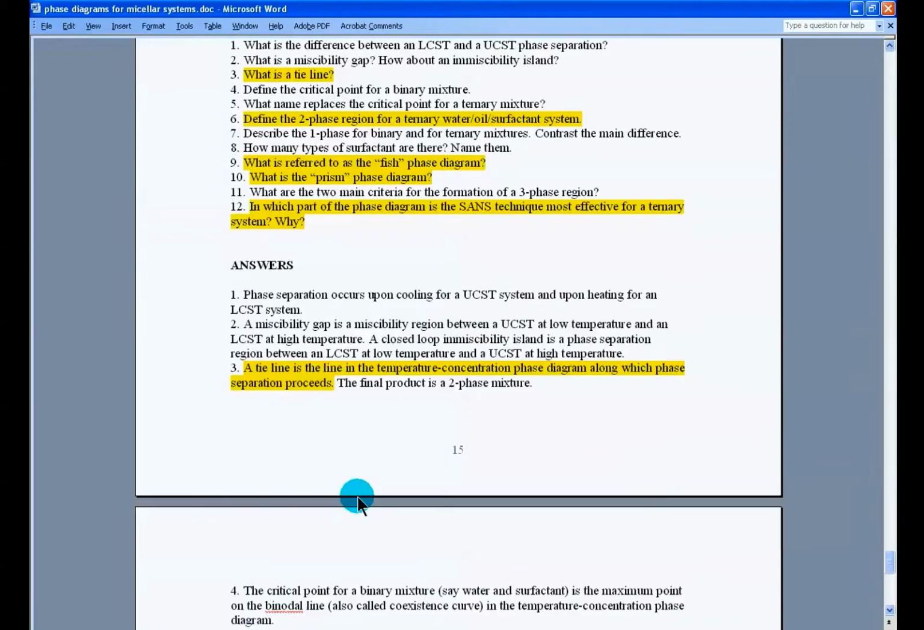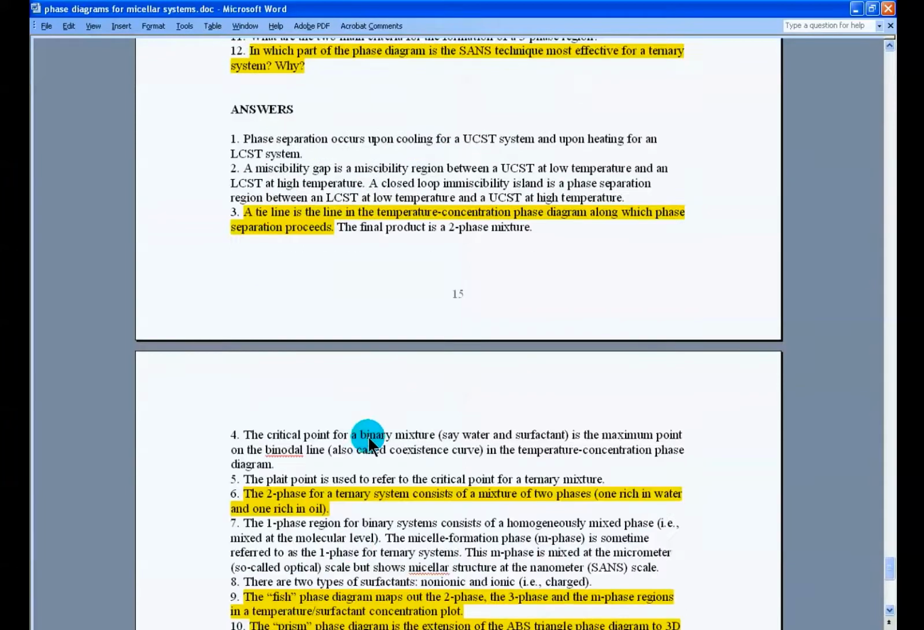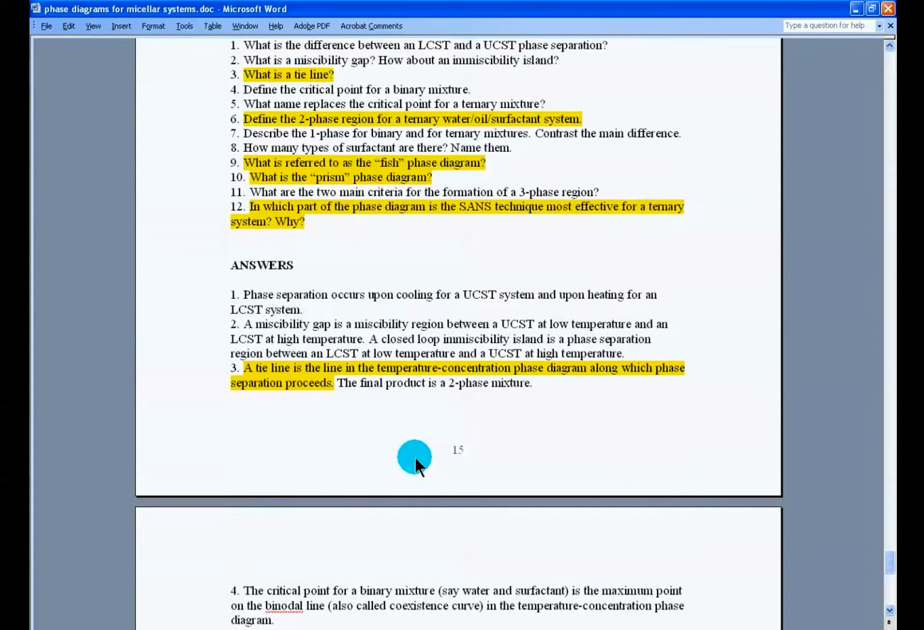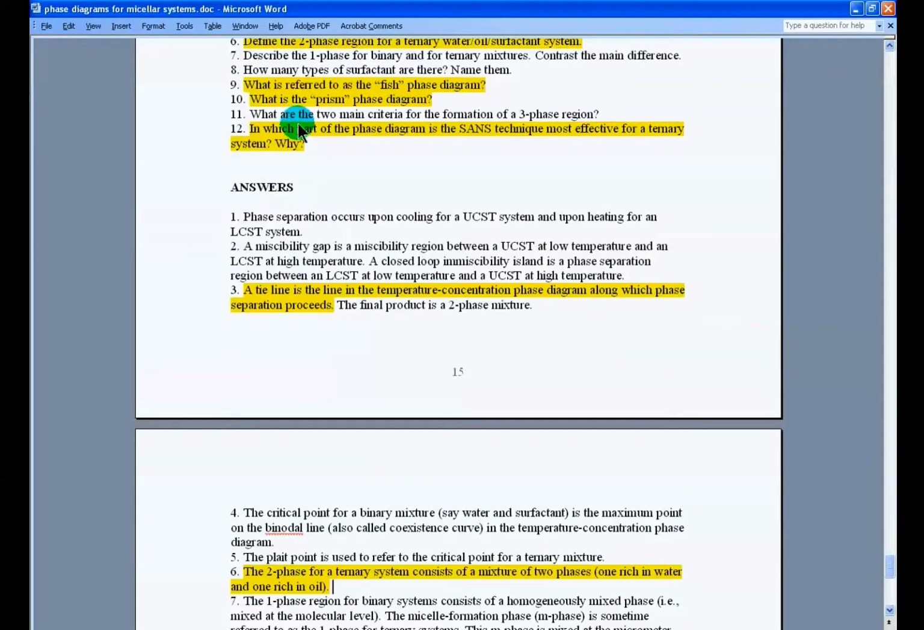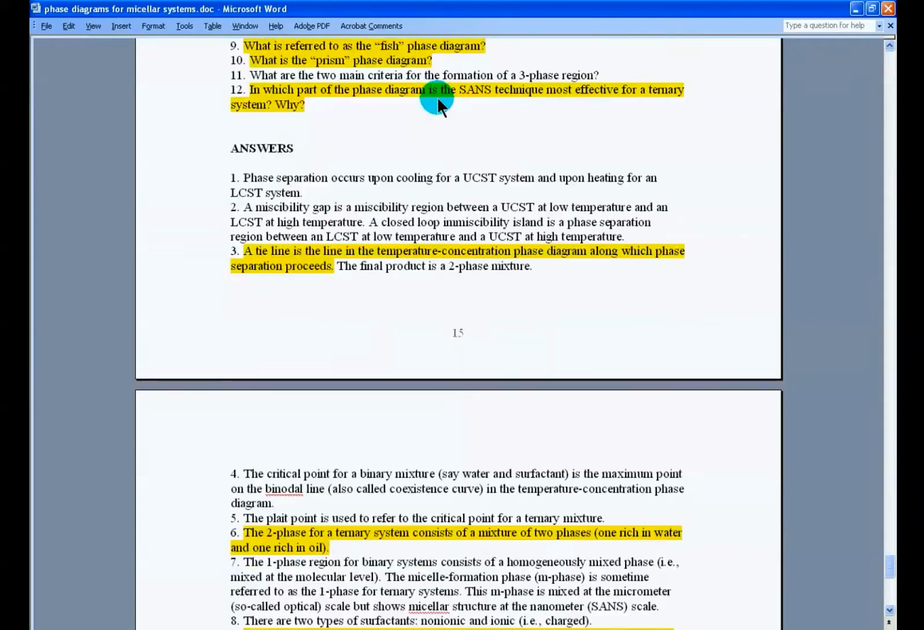Let's go over a couple of questions and answers. What is a tie line? A tie line is the line in the temperature concentration phase diagram along which phase separation proceeds. Question 6. Define the two-phase region for a ternary water-oil surfactant system. The answer is this ternary system consists of a mixture of two phases, one rich in water and one rich in oil.